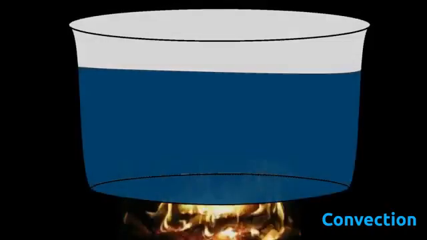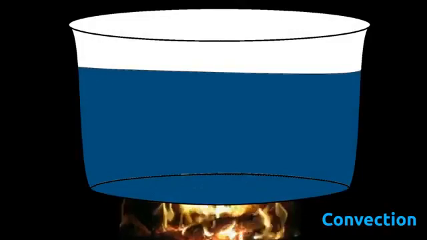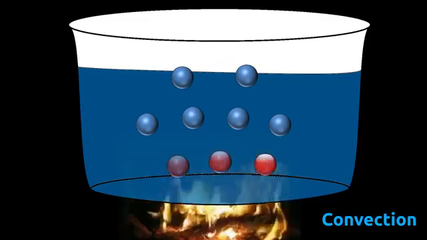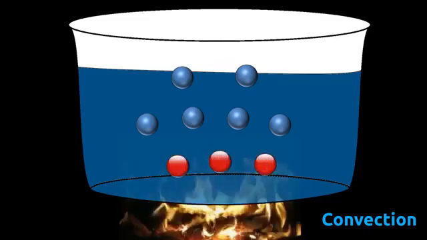In convection method, movement of particles of liquid or gas cause transfer of heat from heat source. Let's take an example of pot of water. As we heat it, water particles near the heat source gets heated first.